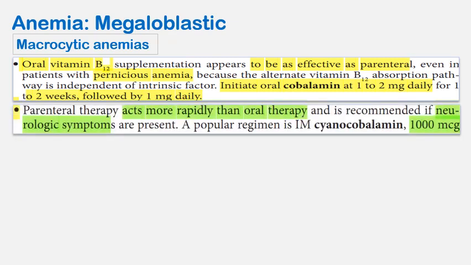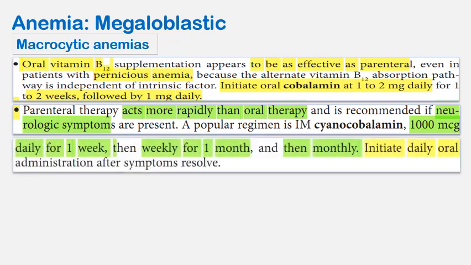Parenteral B12 will act more rapidly than oral therapy. It is recommended if neurological symptoms are present. A popular regimen of cyanocobalamin is 1 milligram, or 1,000 microgram, daily for 1 week, then weekly for 1 month, and then monthly.